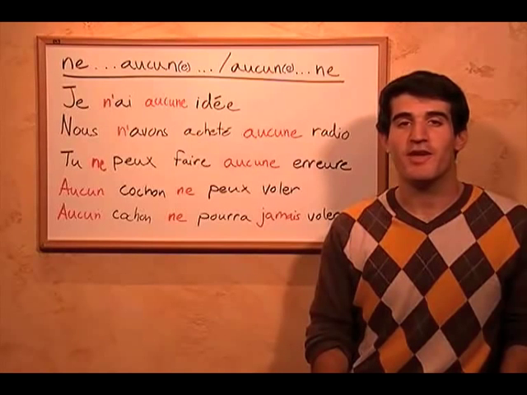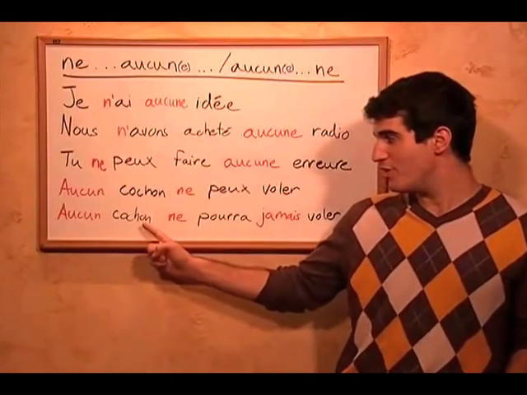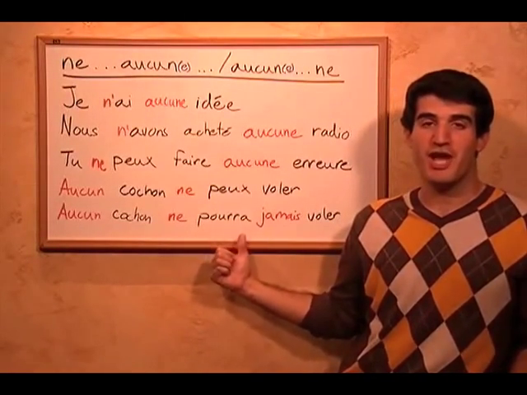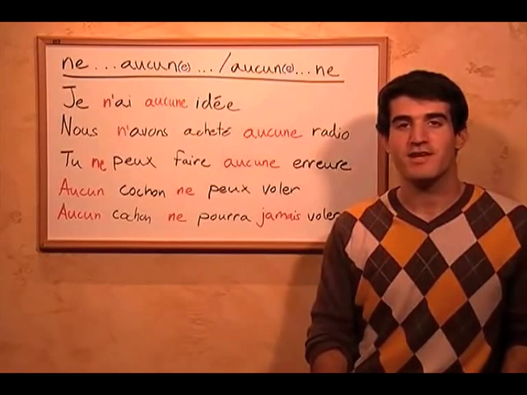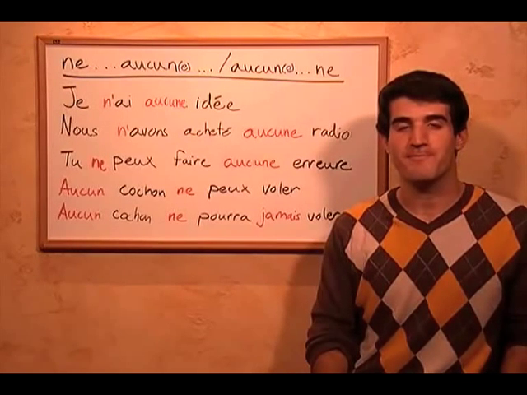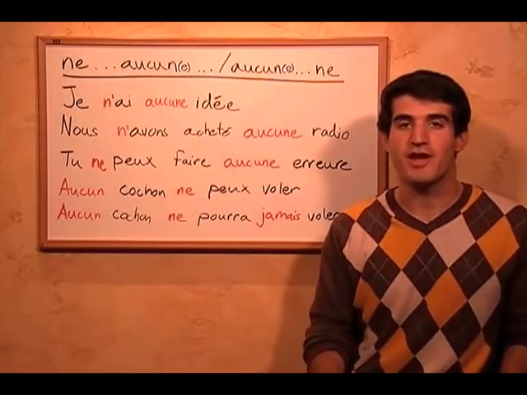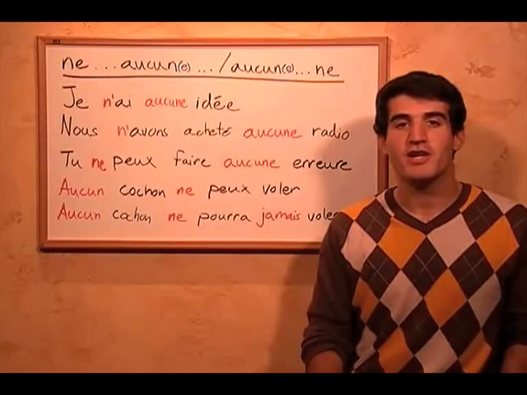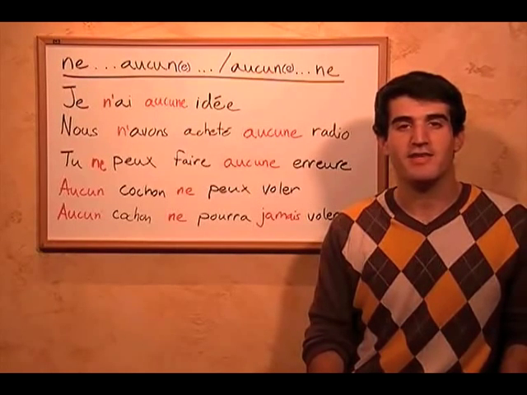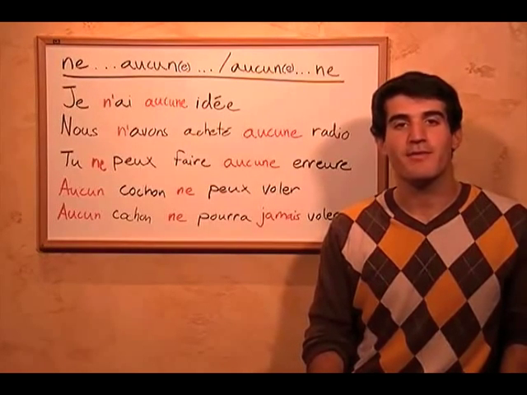If we want to say no pig will ever be able to fly, we can say aucun cochon ne pourra jamais voler. No pig will ever be able to fly. In this case we have aucun and jamais. And again, we use just one ne, not two, because there's two negative words. And even though there's two negative words, it's not that two negatives make a positive, we just use both side by side and they stack up. So it means no pig will ever be able to fly.